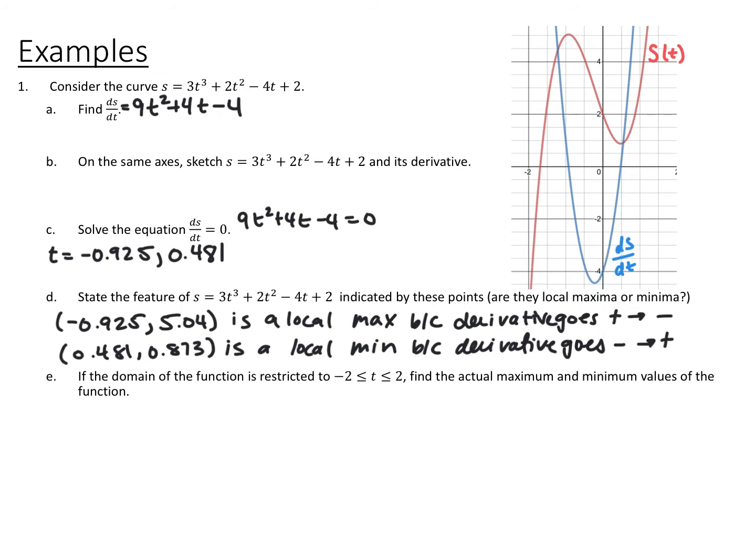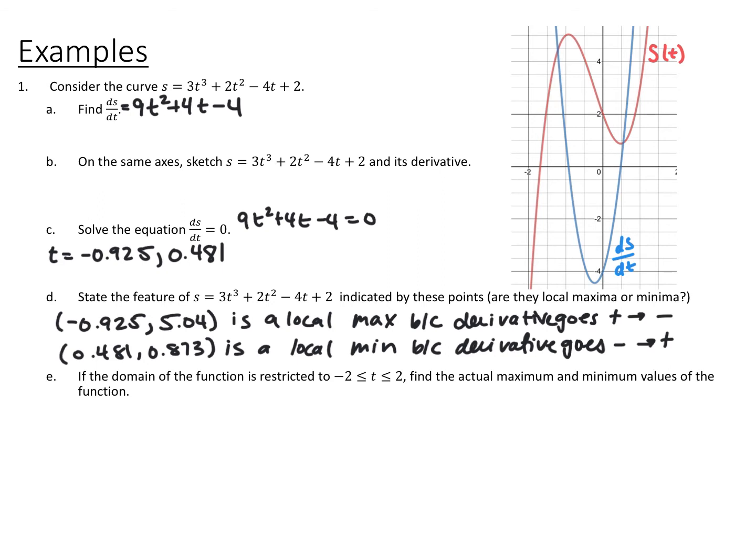Part E says the domain of the function is now being restricted from negative 2 to 2, and we want to find the actual maximum and minimum values. So the global max and the global min, so the one highest point on the graph and the one lowest point on the graph. So this can occur at endpoints or at local max and min. So you have to test your endpoints, so negative 2 and positive 2, and compare them to your local max and min, and figure out which of those 4 is the highest point and which of those 4 is the lowest point.